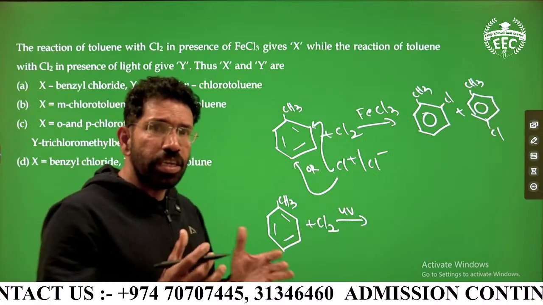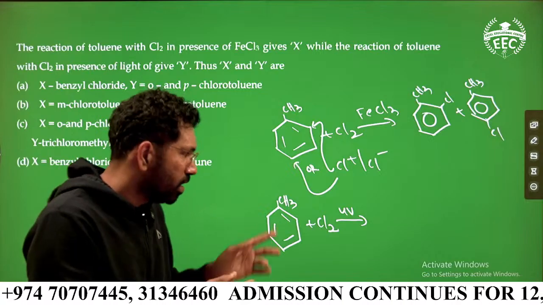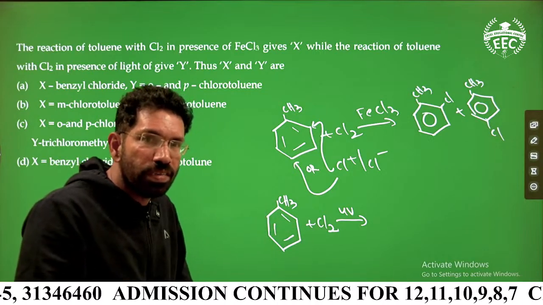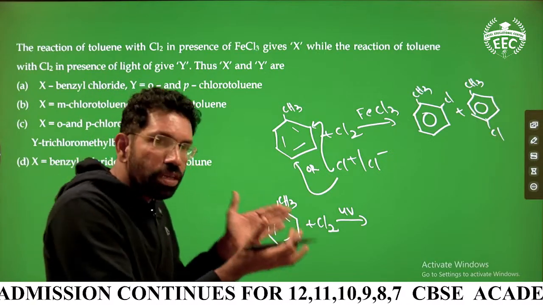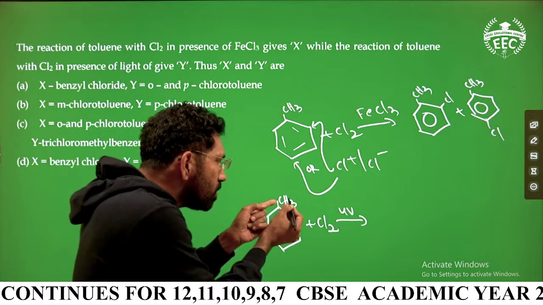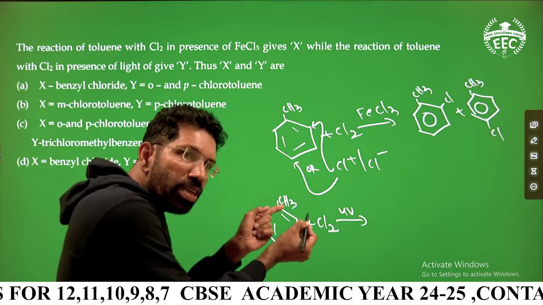See, we studied this reaction before. Chlorine in presence of UV light, what will happen? All three hydrogen atoms are replaced by chlorine. This is free radical substitution. This will give you a free radical substitution reaction. Here, toluene is here. Hydrogen atom on the side chain is replaced by chlorine.